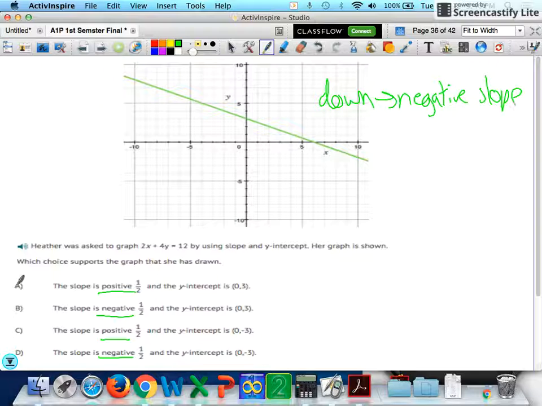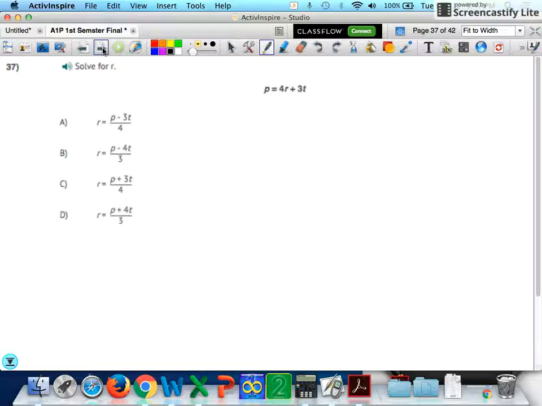With that information in hand, I'm eliminating 2 options because they said positive slope. Now I've just got to decide between the y-intercept. My y-intercept is either at 0, positive 3 or 0, negative 3. Well, I see y-intercept is where it crosses the y-axis at 0, comma 3. So therefore my answer is B. Okay, answer was B on that one.